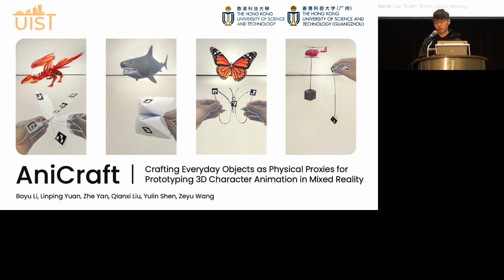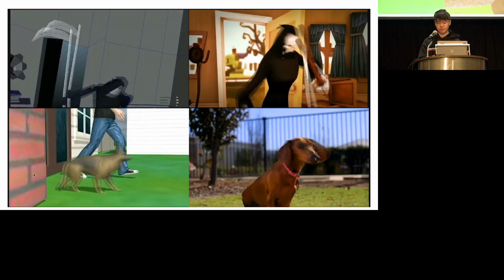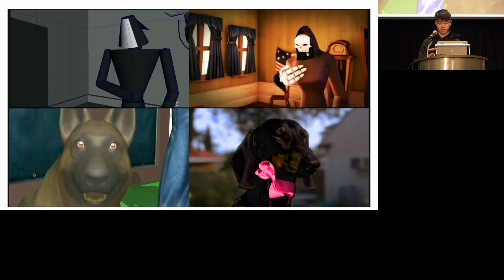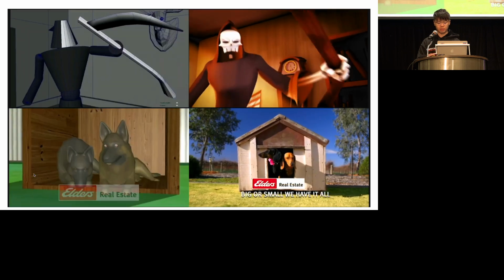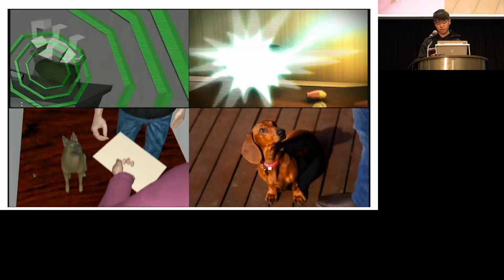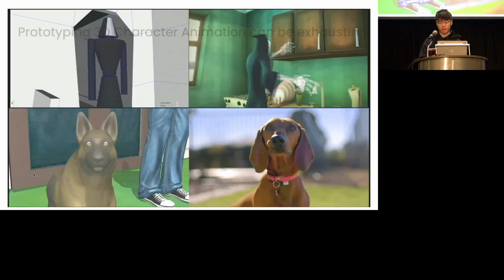I'm here on behalf of my co-authors to share our paper, AniCraft. Rapid prototyping of 3D character animation plays a vital role in films, games, and XR experiences. It allows users to test and communicate ideas early on, helping them make informed decisions before investing substantial resources in final production. But to be honest, prototyping 3D character animation can be a real headache.